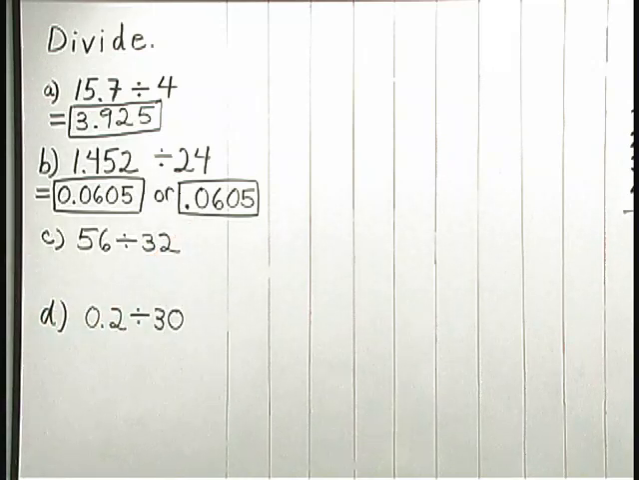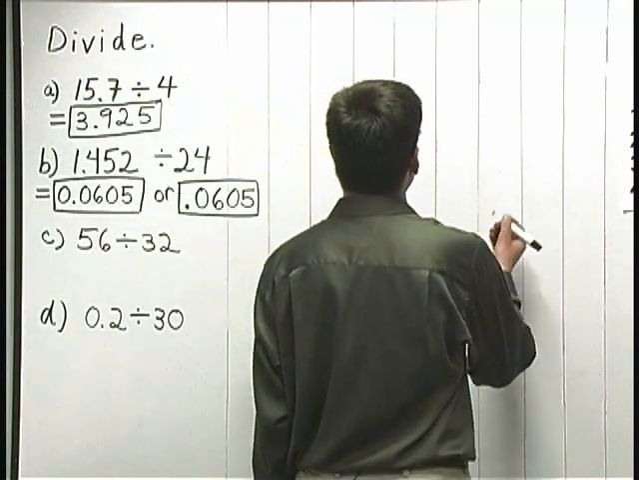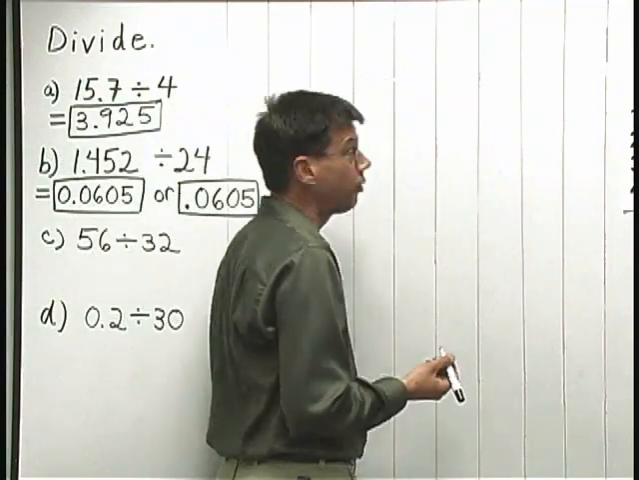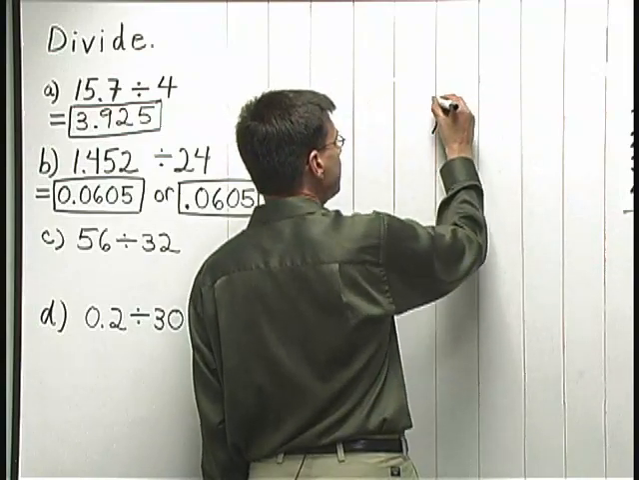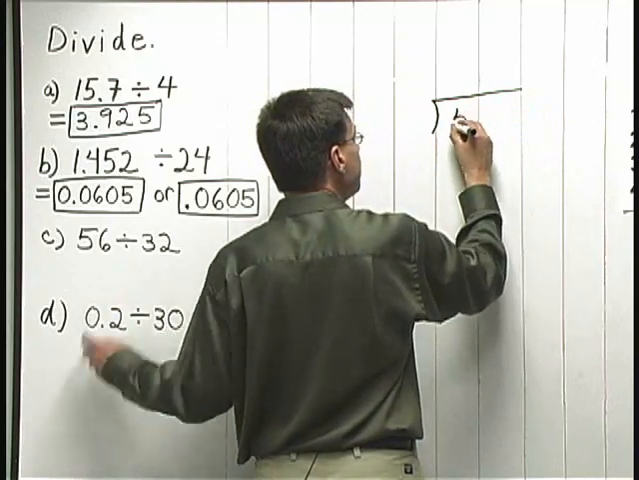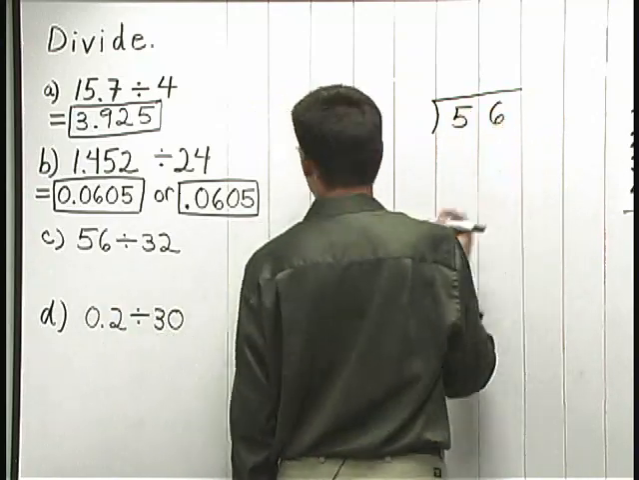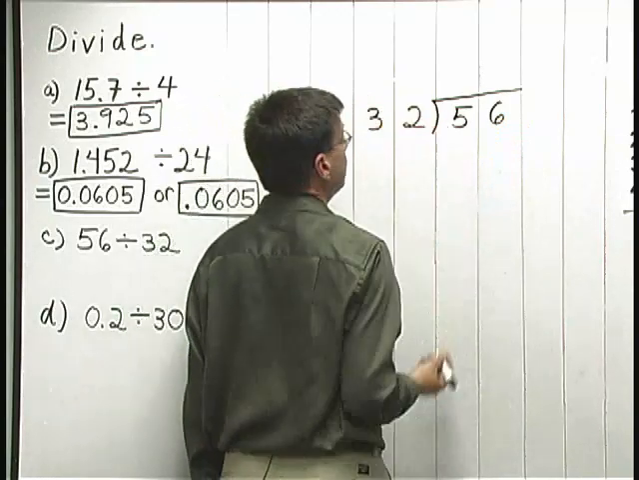Let's go ahead and do problem C now. 56 divided by 32. Here we have one whole number divided by another. This looks like whole number long division. Let's see where it takes us. Now, inside the long division box goes the 56. Out front goes the 32.